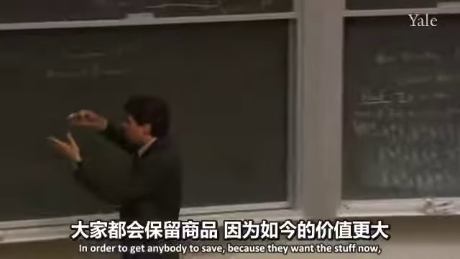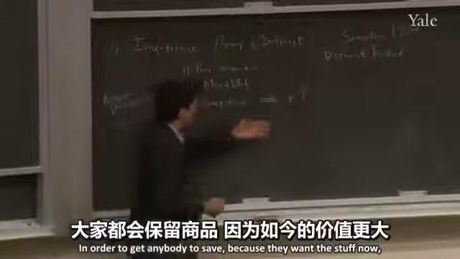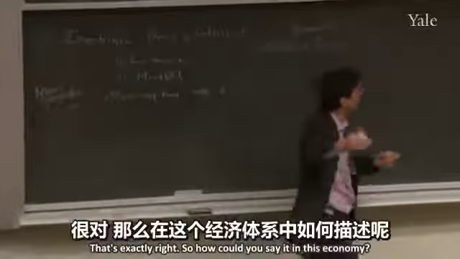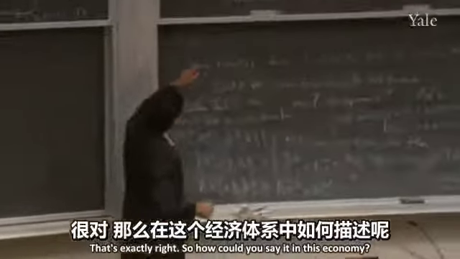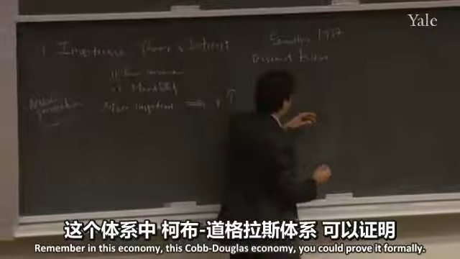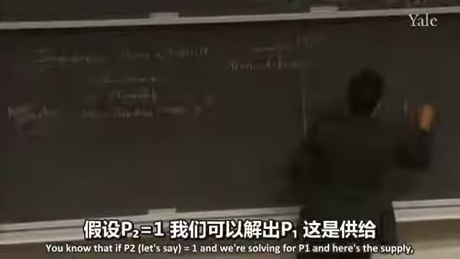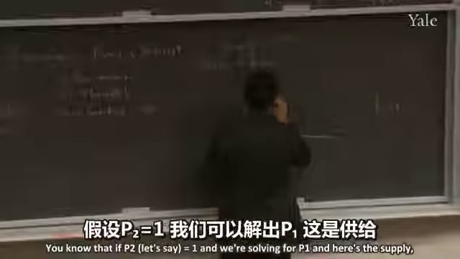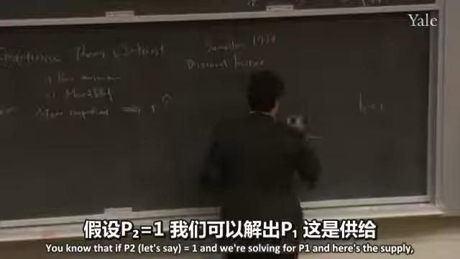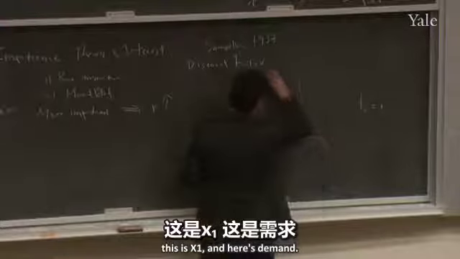If people don't care about tomorrow, in order to get anybody to save, because they want the stuff now, you're going to have to give them a higher real rate of interest. That's exactly right. So how could you say it in this economy? Remember, in this Cobb-Douglas economy, you could prove it formally. You know that if P2, let's say, equals 1, and we're solving for P1, here's the supply, this is X1, and here's demand.